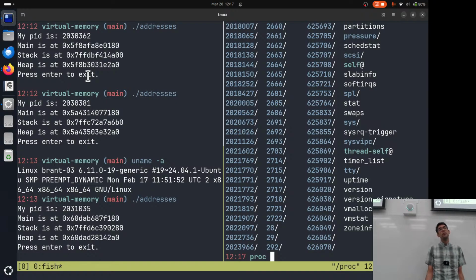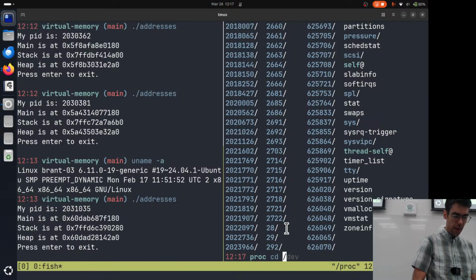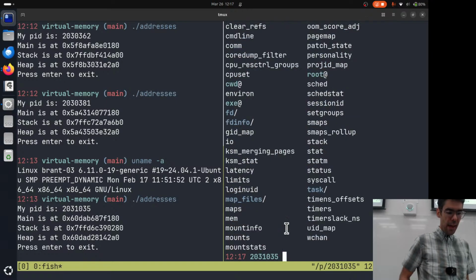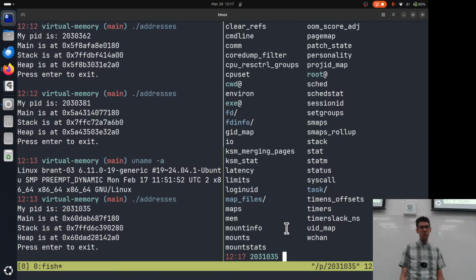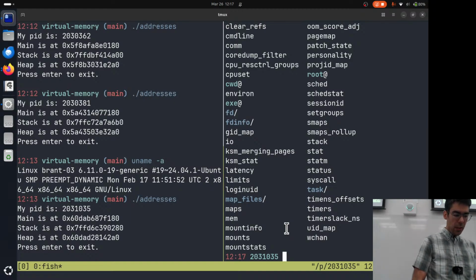This is a folder structure that represents all of the running processes on our system. So there's folders here that have process IDs for their name, and then within these folders is information about that running process. I've printed out what the PID of this process is, so I'm going to change into that directory in the proc file system. Within that, there's going to be a bunch of additional information that represents the state of this running process. The file that I'm interested in taking a look at right now is called maps.